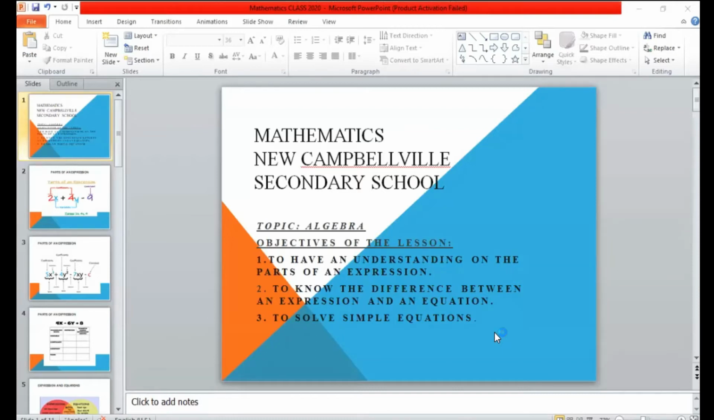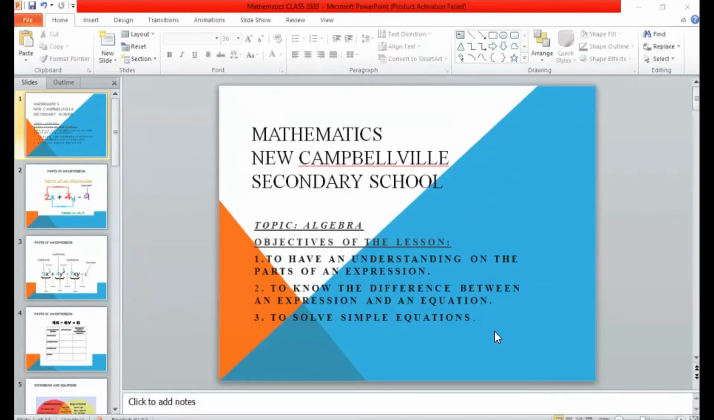So the objectives of the lesson are to have an understanding of the parts of an expression, to know the difference between an expression and an equation, and to solve simple equations. Good. So I'd ask some of you to find out about the parts of an expression.